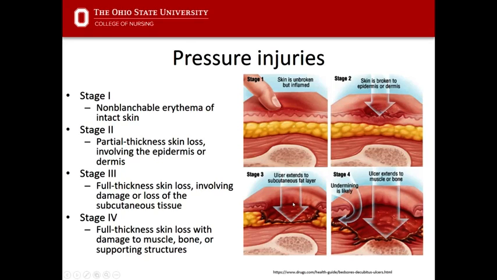Stage three is when there is a full thickness skin loss, and this damage may go all the way down to the subcutaneous tissue. You may be able to see some adipose tissue as well, which is right here. So this is fat. And then stage four would be a full thickness skin loss with damage all the way to the muscle or the bone or supporting structures, depending on where the pressure injury is occurring. So these are the different stages.